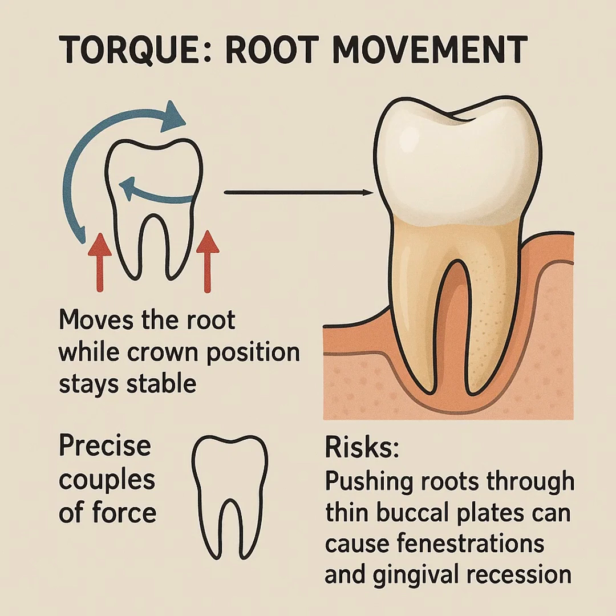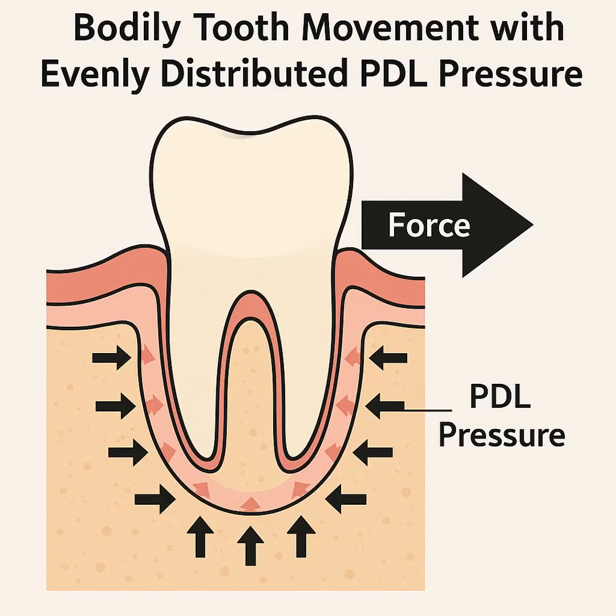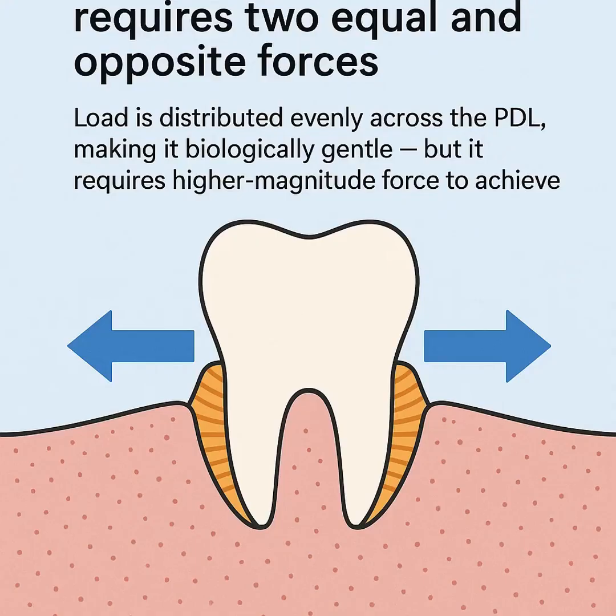Torque, or root movement, moves the root while crown position stays stable. It demands precise couples of force. Risks? Pushing roots through thin buccal plates can cause fenestrations and gingival recession. Bodily movement, or translation, requires 2 equal and opposite forces. Load is distributed evenly across the PDL, making it biologically gentle, but it requires higher magnitude of force to achieve.